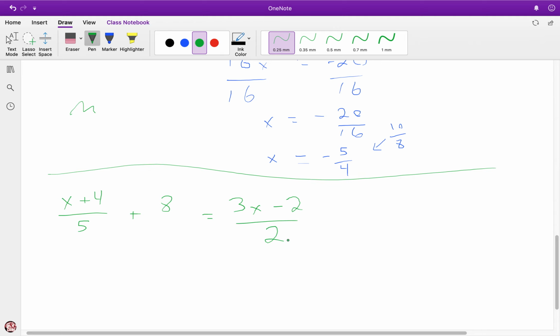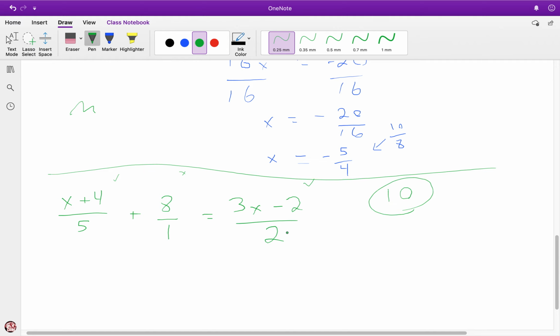First step, make sure they're all fractions. Fraction, check. Fraction, check. No fraction. So let's make it a fraction. Just put a 1 underneath that. Easy. Now it's a fraction. Now we need common denominators. The lowest common denominator between 5 and 2 is going to be 10.